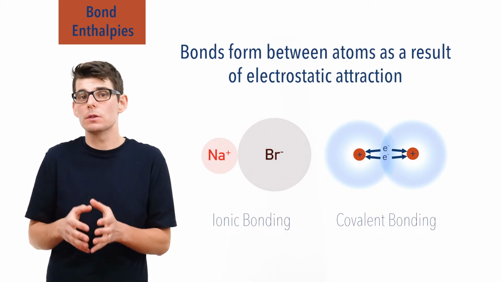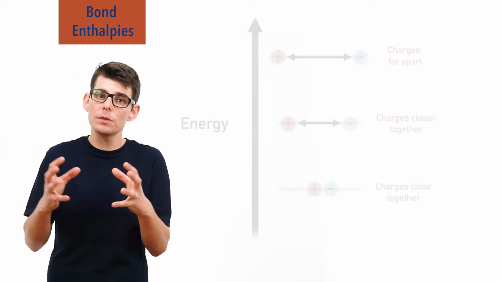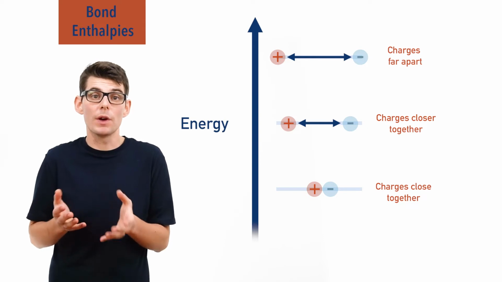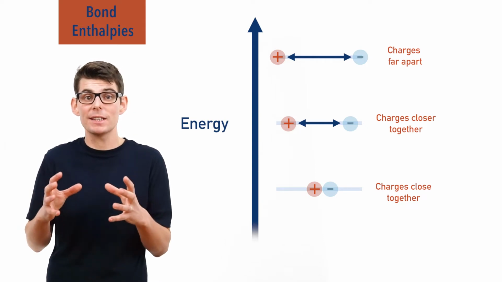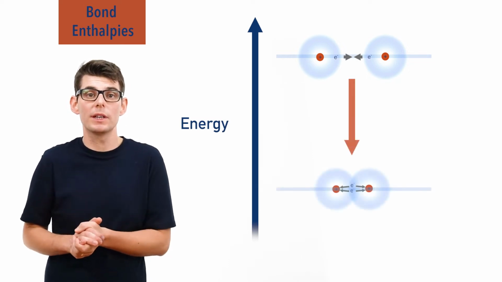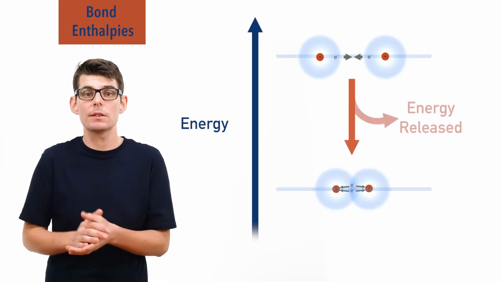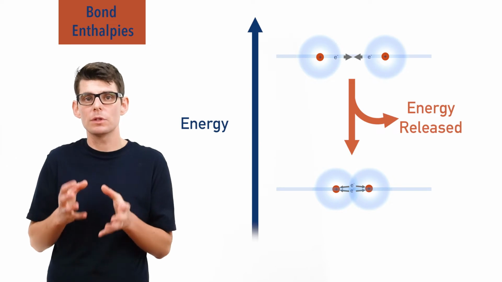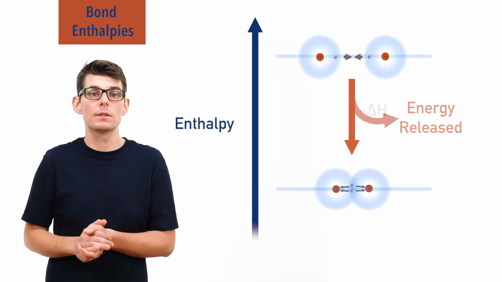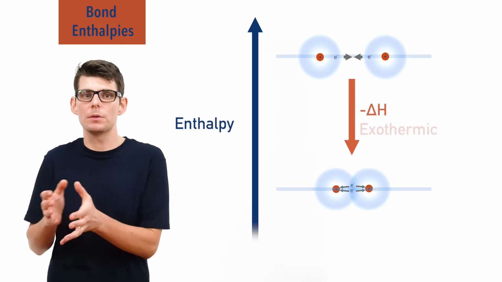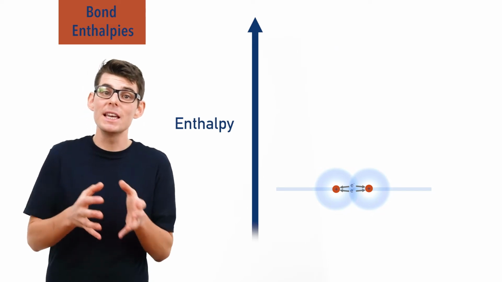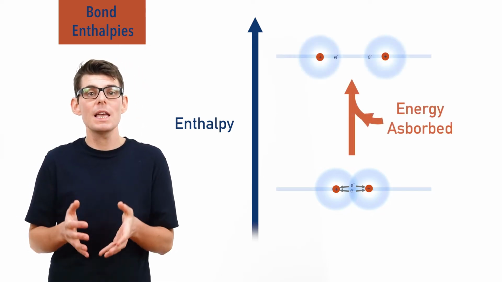Oppositely charged particles attract as when they are closer together their energy decreases. This means when covalent bonds form and shared negatively charged electrons get closer to another positively charged nucleus, energy is released and the bonding atoms become more stable. Their energies, or enthalpies we should say, decrease. An exothermic process.